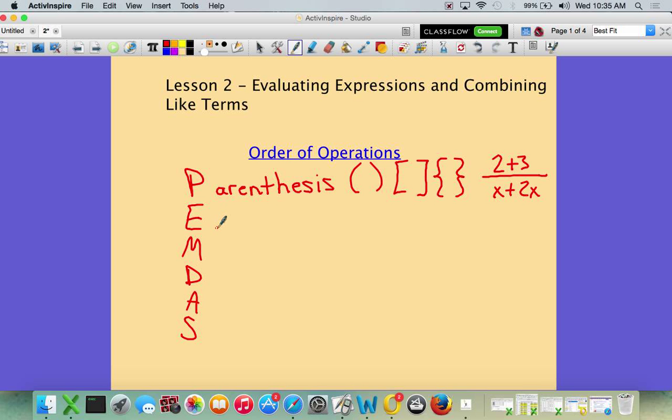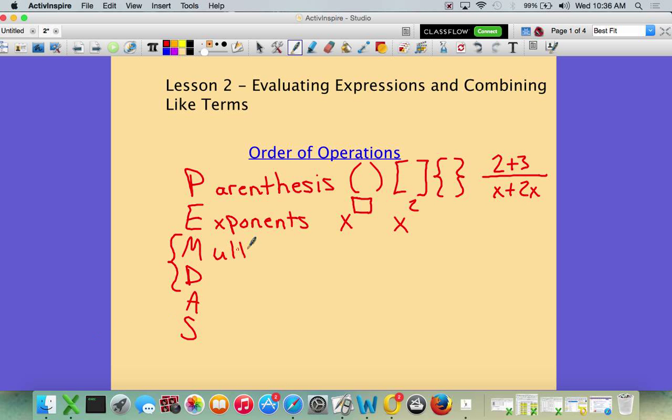So that could be used as a set of parentheses. Our E is any type of exponents. Those can be positive, negative, it doesn't matter, but as you know, an exponent is any number that is up here in the power spot. So, x squared. We would have to deal with that first before we move on, if we can simplify it at all.